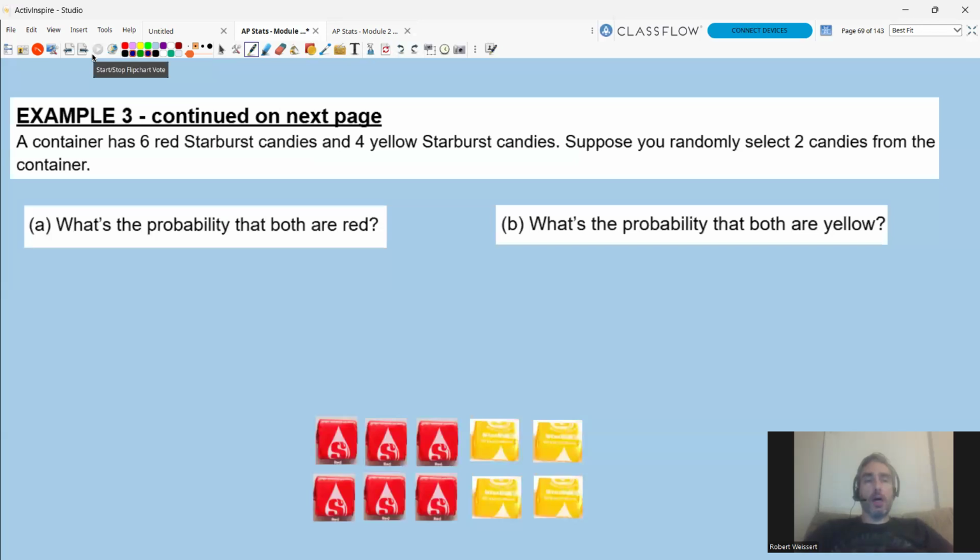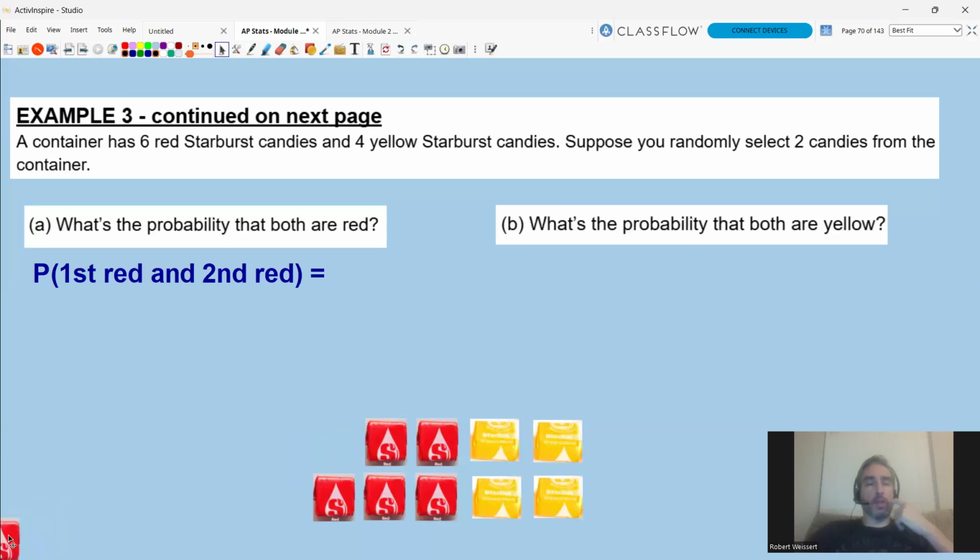Here's a scenario. This is example 3. We got some Starbursts. So we have 6 red Starbursts in a container and 4 yellow. Suppose we randomly select 2 candies from the container. What's the probability that both are red? Well, the probability that both are red, the first is red and the second's red. Now, if the first is red, I'm going to have 6 out of 10 to choose from. So it's going to be 6 out of 10. But if I take another red out on my second try, well, let's see, that's gone. I only have 5 out of 9 now.